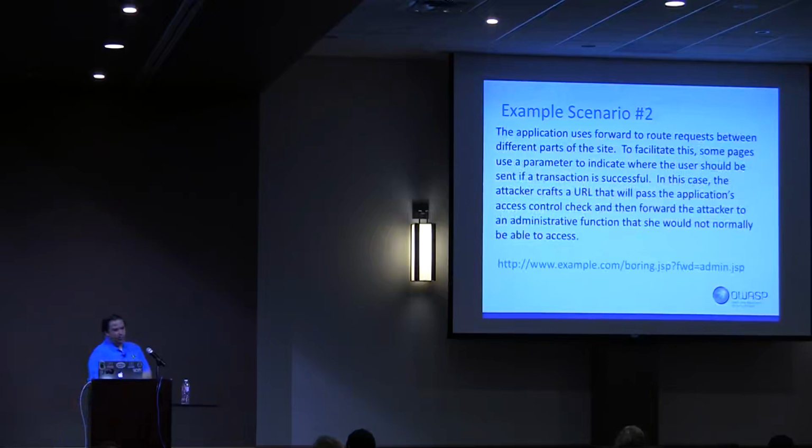Second scenario, you may have an application that uses a forward to route requests between different parts of the site. And to facilitate this, some pages use a parameter to indicate where the user should be sent if a transaction is successful. And in this case, the attacker crafts a URL that will pass the application's access control check, and then forward the attacker to an administrative function that they would not normally be able to access. So in this case, we see boring.jsp?forward=admin.jsp. So the attacker is leveraging this other functionality in order to access an admin page that they wouldn't normally have access to.